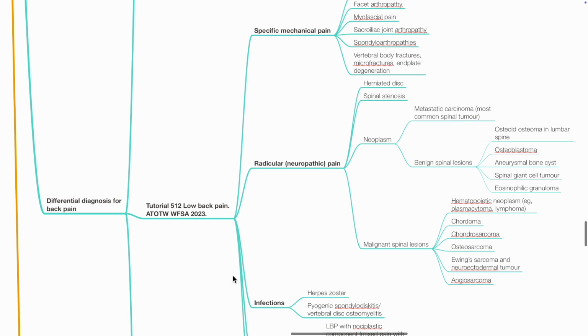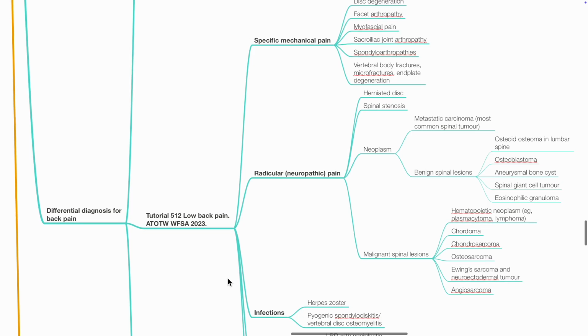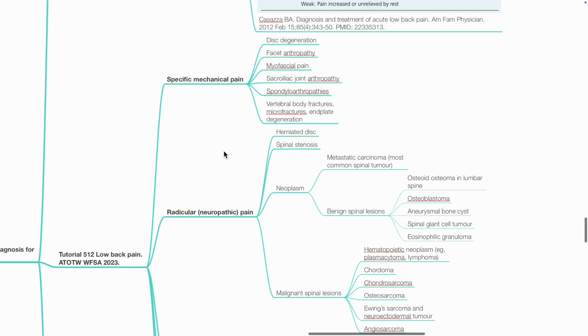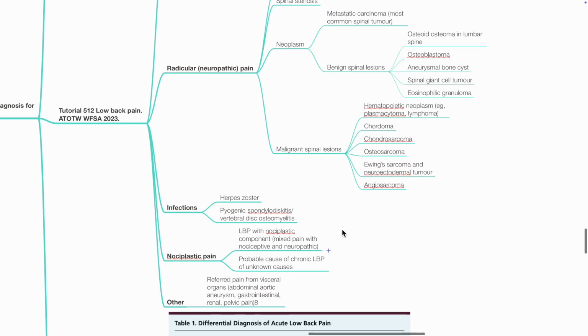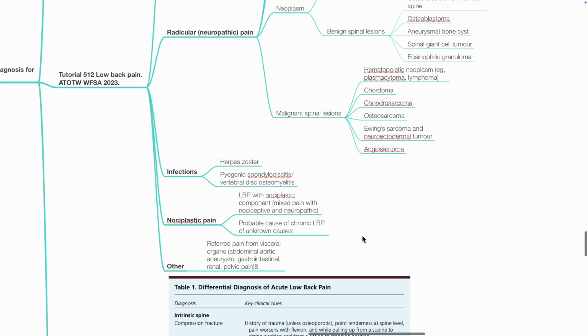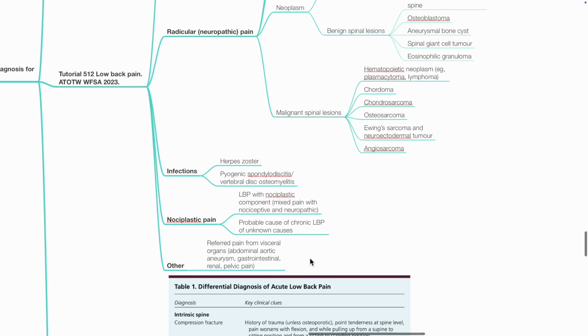Other ways to classify the differential diagnosis for back pain include that from ATOTW 2023. Causes of specific mechanical pain include disc degeneration, facet arthropathy, myofascial pain, sacroiliac joint arthropathy, spondyloarthropathies, vertebral body fractures, microfractures, and end plate degeneration. Causes of neuropathic pain include herniated disc, spinal stenosis, neoplasms, and malignant spinal lesions. Causes of infection include herpes, pyogenic spondylodiscitis, and vertebral disc osteomyelitis. Low back pain may be complicated with a nociplastic component. Back pain may be referred pain from visceral organs such as abdominal aortic aneurysm, gastrointestinal, renal, and pelvic pain.